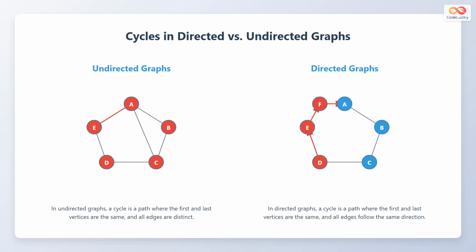The concept of cycles differs slightly between directed and undirected graphs. In undirected graphs, a cycle is a path where the first and last vertices are the same, and all edges are distinct. In directed graphs, a cycle is a path where the first and last vertices are the same, and all edges follow the same direction. Note the arrows which indicate direction in directed graphs.